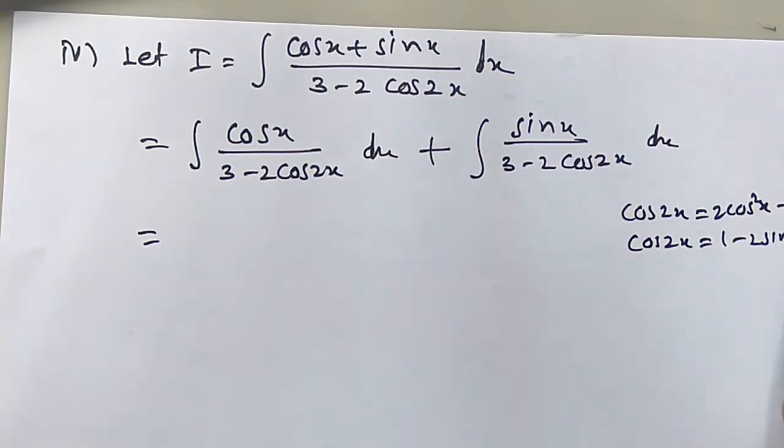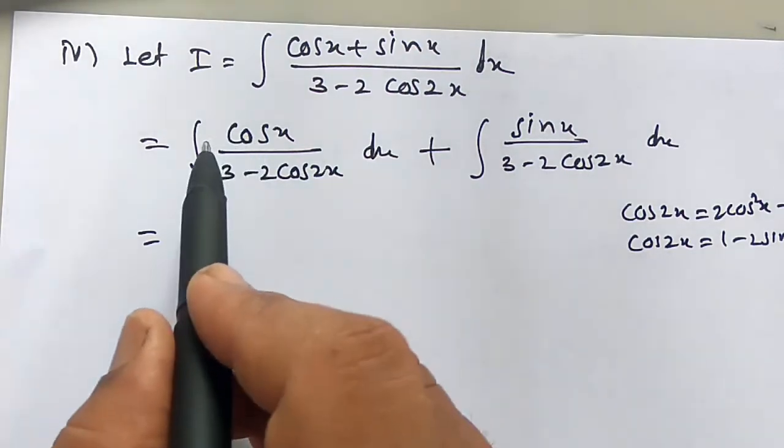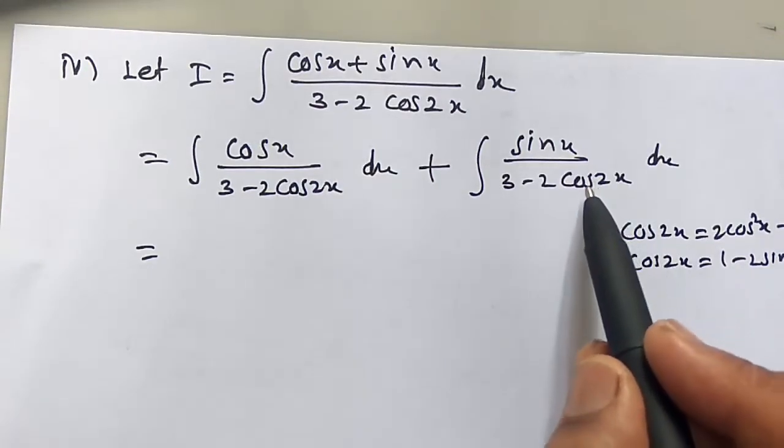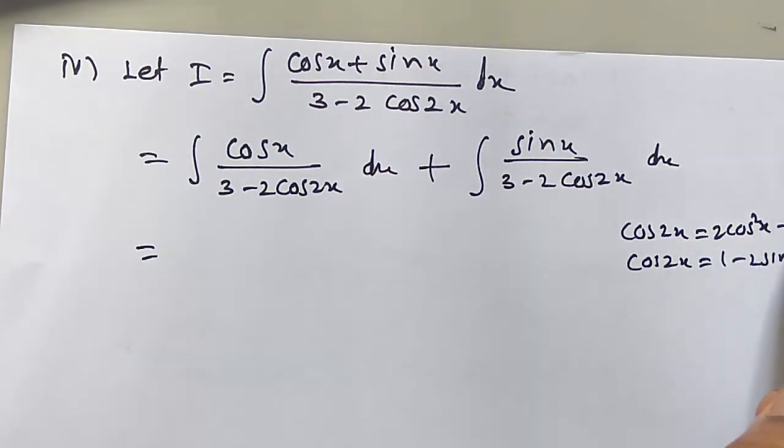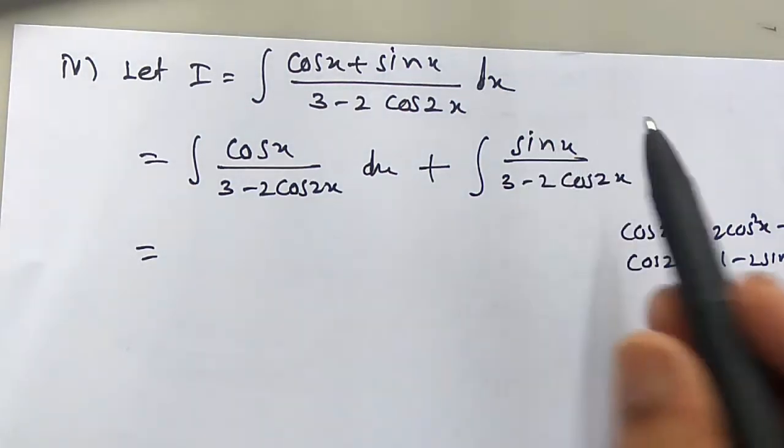If you take sin x is equal to t, its derivative cos x is there, and here we replace cos of 2x by 2 cos square x minus 1, so that if we take cos x is equal to t, its derivative is there.